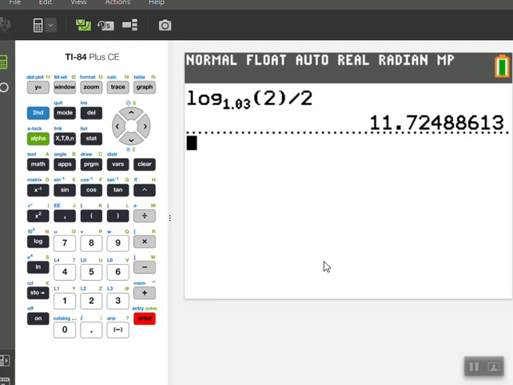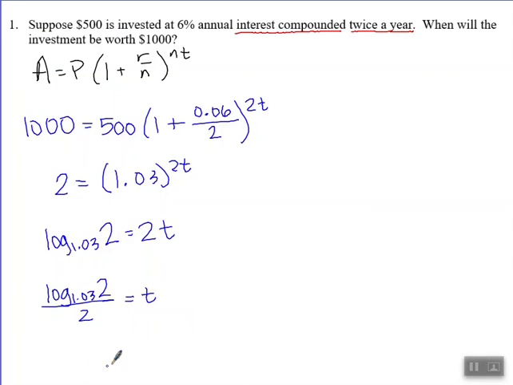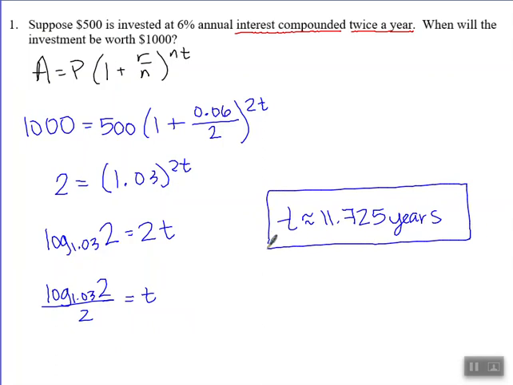And we are going to round to 3 decimal places. So we have that it would take approximately 11.725 years. Since we're looking at word problems, it's important to make sure that we have units on our final answers.